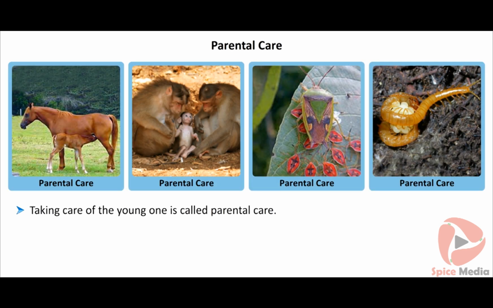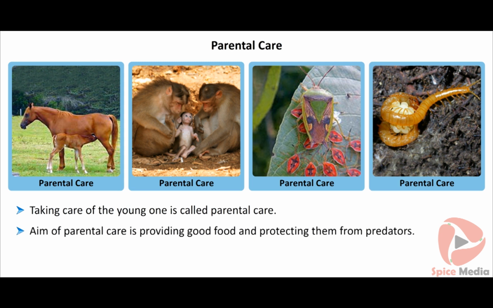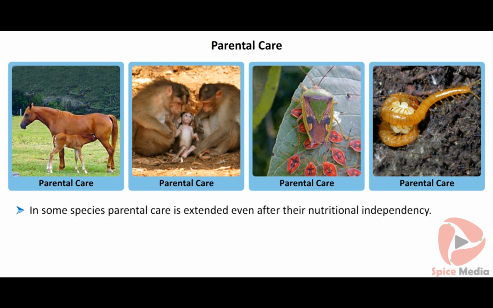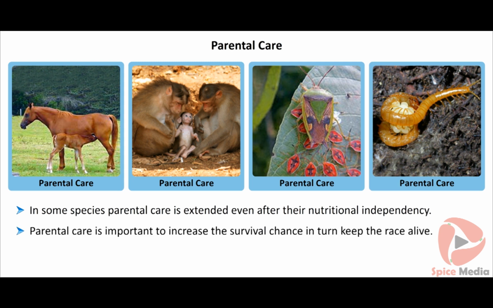An effort of a parent to take care of their young one is called parental care. Providing good food, shelter, and protecting them from predators is the main aim of parental care. Feeding the young ones with milk and showing an aggressive, frightful attitude towards the enemy for the sake of their young ones is a great expression of parental care. In some species, parental care is extended even after their nutritional independence. Parental care is important to increase the survival chance, in turn keeping the race alive.